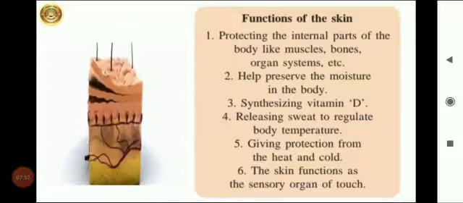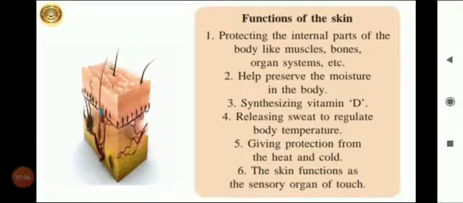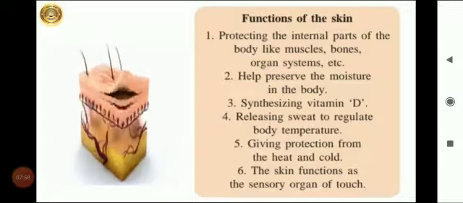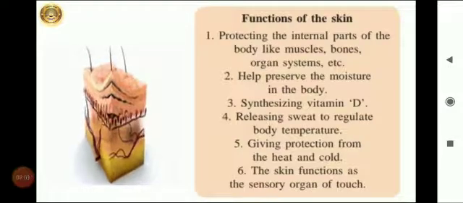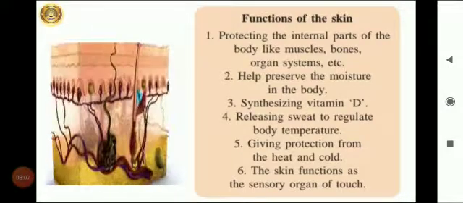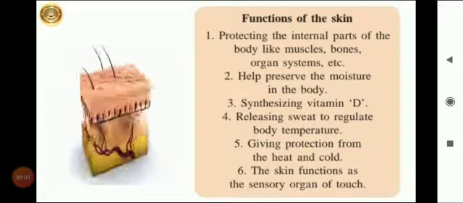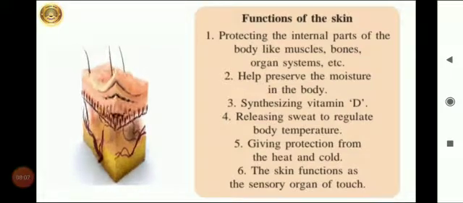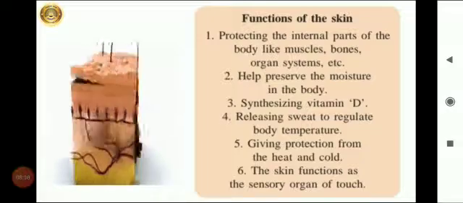Fifth, giving protection from the heat and cold. Fat stored in skin layer provides energy and is crucial in reacting to ambient temperature. It insulates the body from heat and cold.